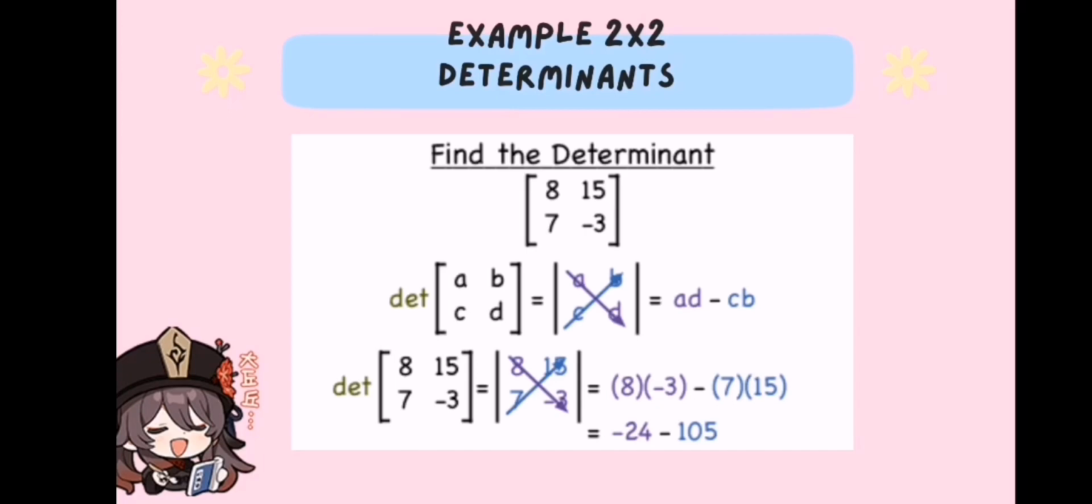So this is the example. All these elements, you're going to put inside this formula. This is A, negative 15 is going to be B, 7 is C, and negative 3 is D. So just do the calculation like this: 8 times negative 3, and then you subtract 15 times 7, like this. Just multiply again, and then you will get the answer.